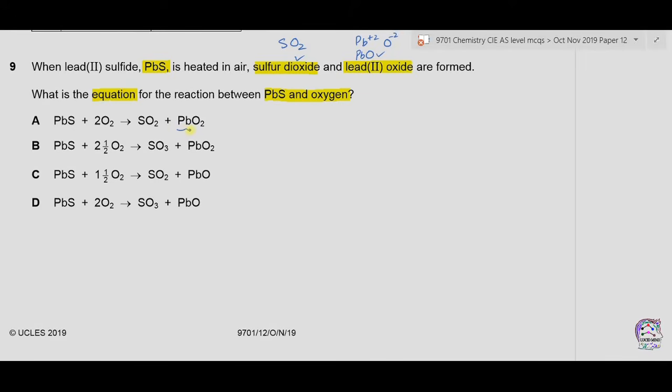So in the first one they have given PbO2, so it is incorrect. In the second one it is also PbO2. In the third one it is PbO and SO2, so this could be the correct option. And in D you can see SO3 and PbO, so therefore it is incorrect. So the only correct option is C.